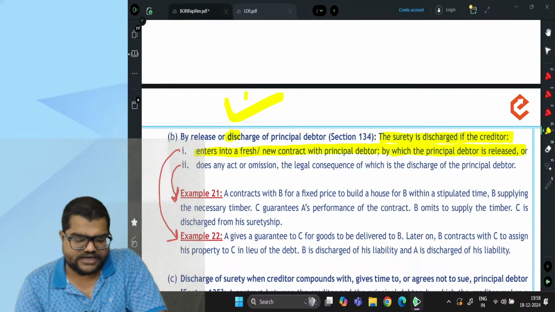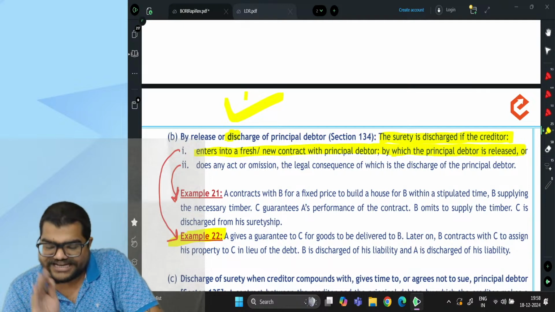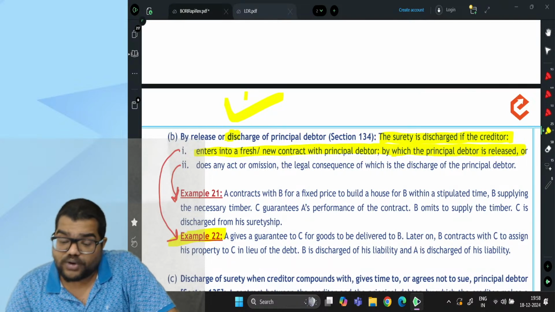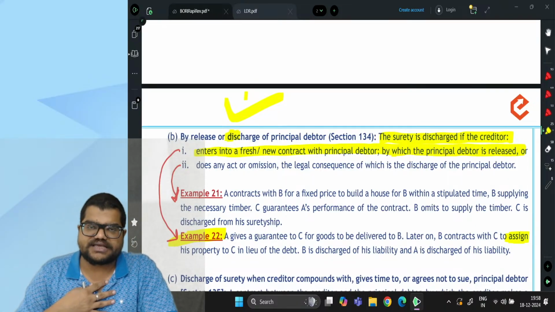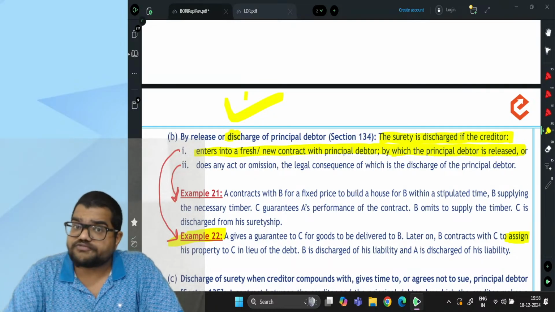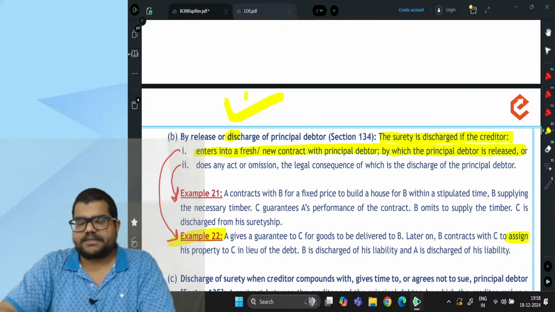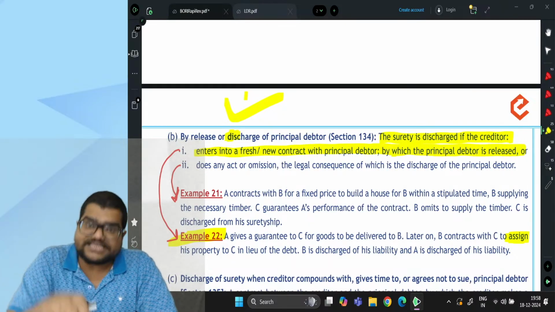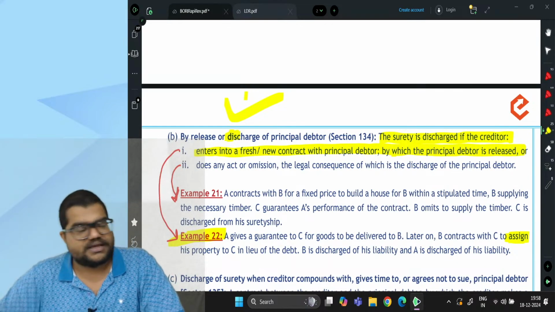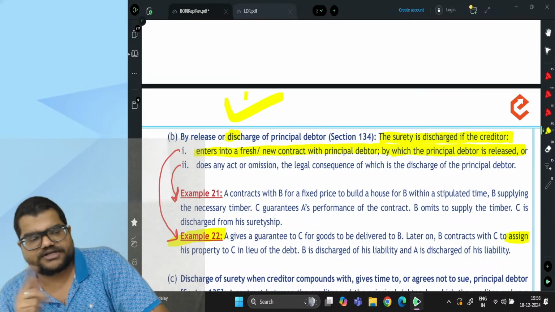And for that we have example number 22. It says A gives a guarantee to C for goods to be delivered to B. Later on, B contracts with C to assign his property. Like in return of the loan, the debtor is giving away his property to the creditor. Now, because of which debtor will get discharged, because in exchange of the loan, he has given his property. Now, because of giving the property, the liability of the debtor is zero. Now, because the liability of the debtor is zero, the liability of surety will also be zero, and that is what we studied in the topic of coextensive. And hence, example 22 and point number 1 should be very clear.